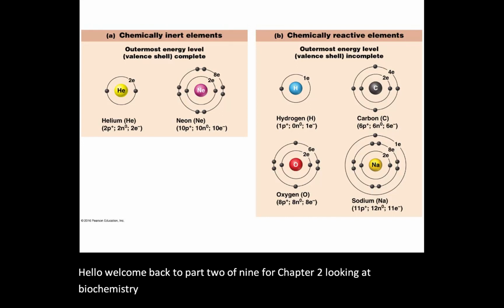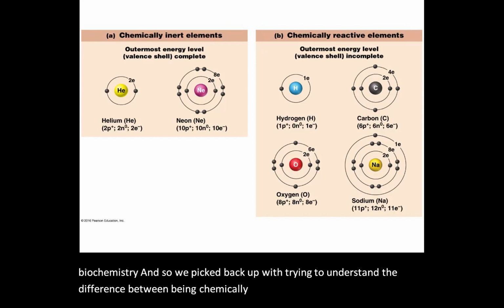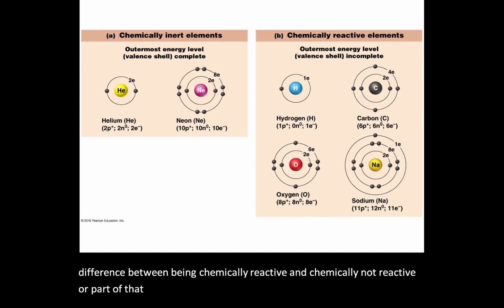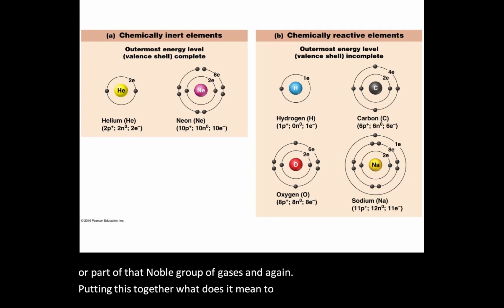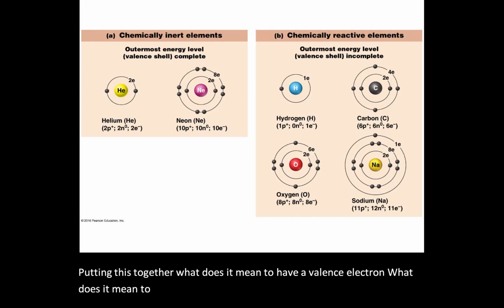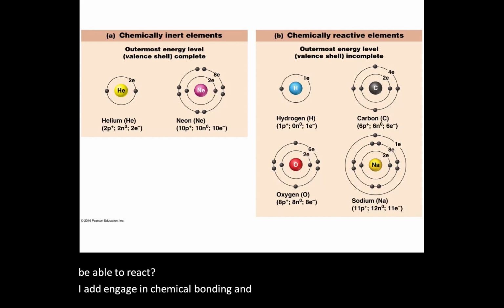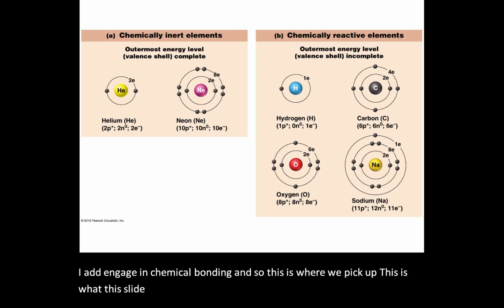And so we pick back up with trying to understand the difference between being chemically reactive and chemically not reactive, or part of that noble group of gases. And again, putting this together, what does it mean to have a valence electron? What does it mean to be full in the outer shell? What does it mean to be able to react, right, and engage in chemical bonding? And so this is where we pick up. This is what this slide here is looking at.